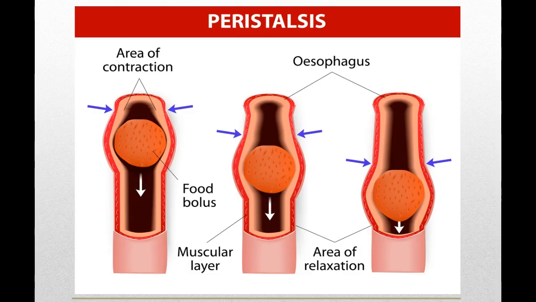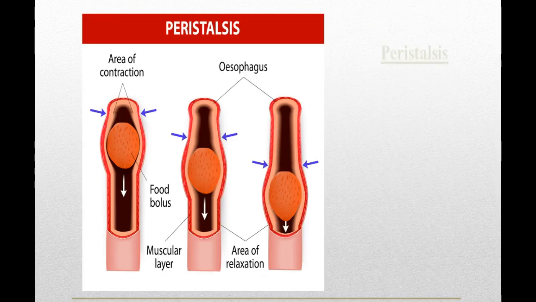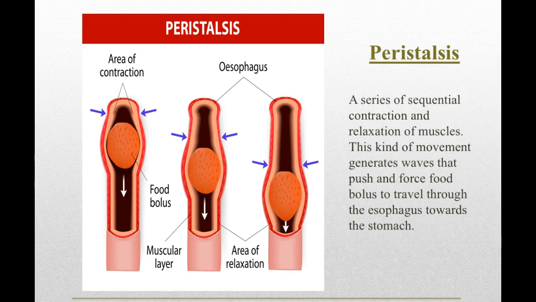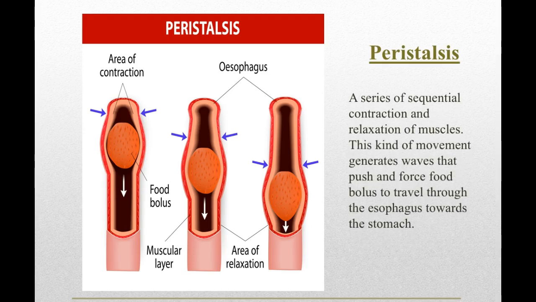The transportation of food along the esophagus and the entire digestive tract occurs by the rhythmic waves of muscle contraction called peristalsis. Peristalsis is a series of sequential contraction and relaxation of muscles. This kind of movement generates waves that push and force the food bolus to travel through the esophagus towards the stomach.